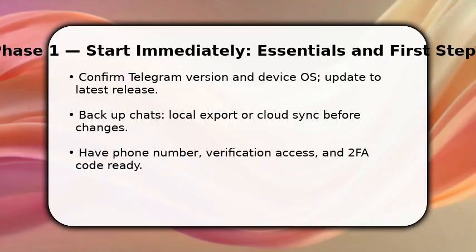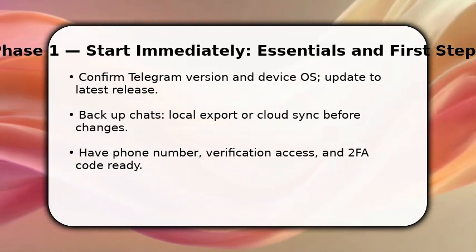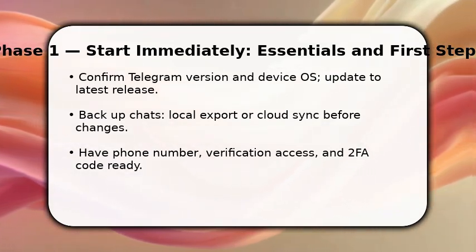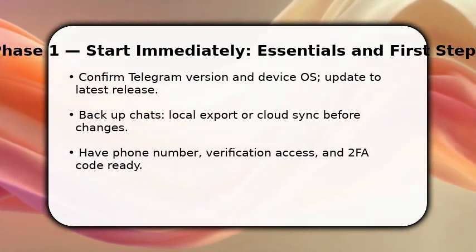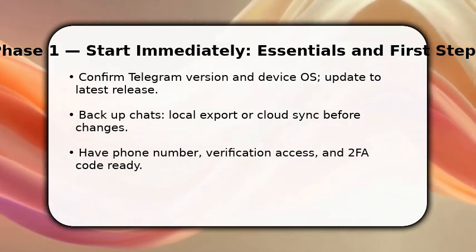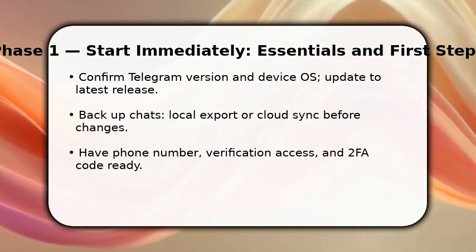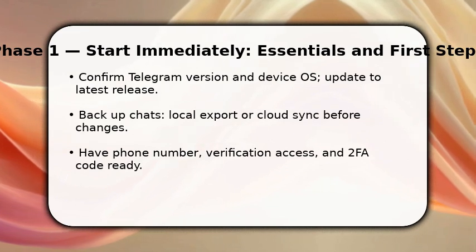Enjoy the video. You start by confirming essentials. Check Telegram and device OS versions and install the latest update. Backup chats now. Use export or cloud sync so you can revert. Make sure you have the phone number tied to the account and access to verification SMS or authenticator codes. If you use two-factor authentication, have that code handy too.